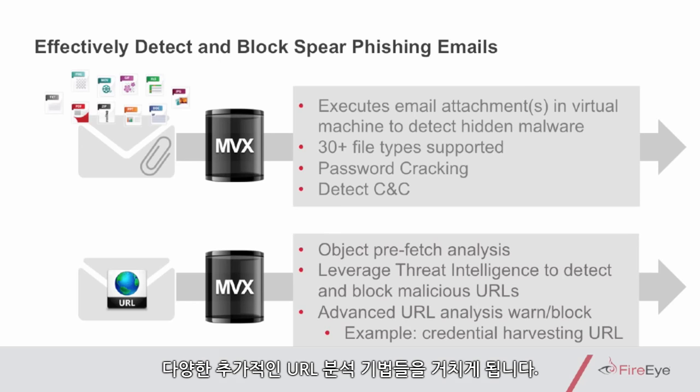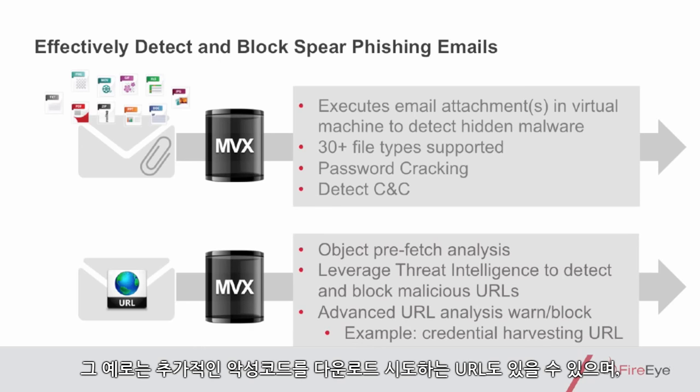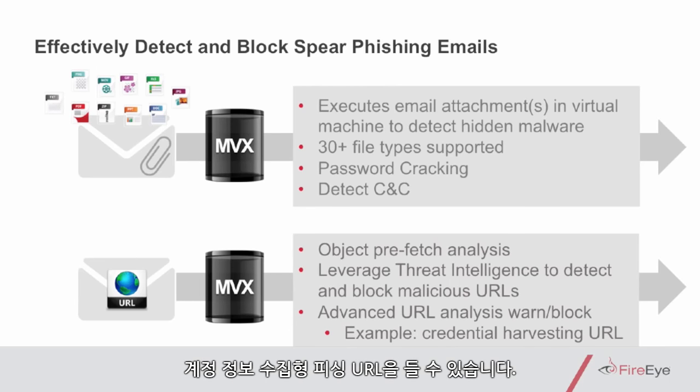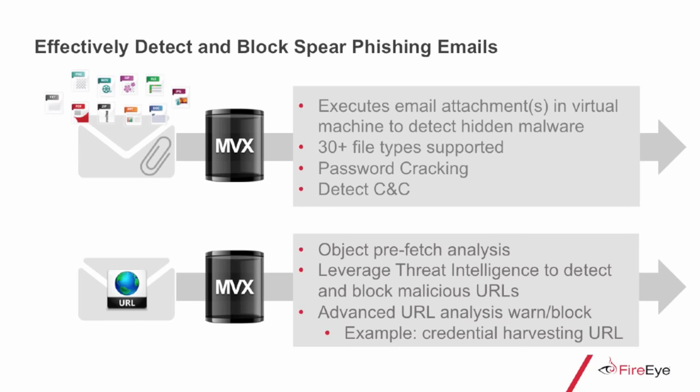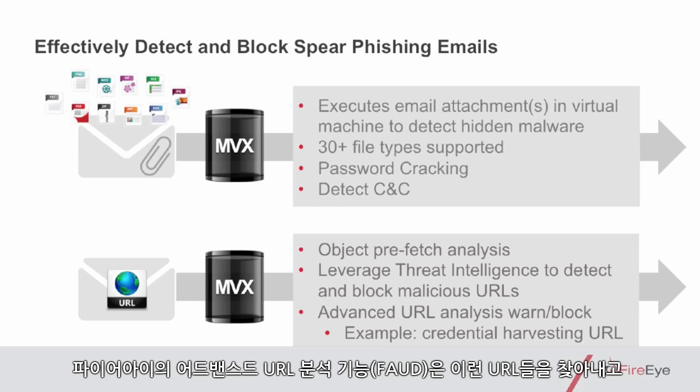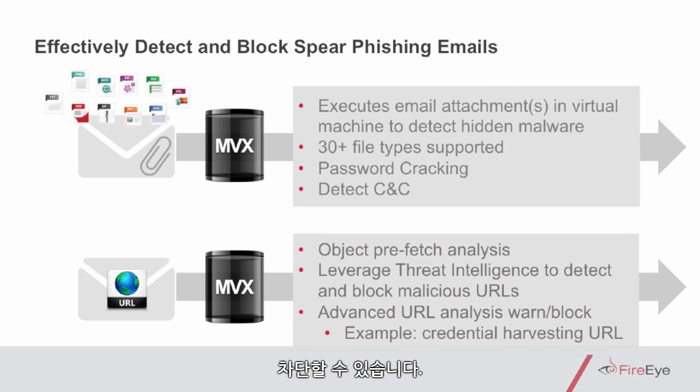the FireEye Intelligence Cloud. An example would be a URL which triggers a malicious download, or perhaps an even better example would be that credential harvesting URL that is designed to trick a user into entering their network credentials into a third-party site. FireEye's advanced URL analysis will be able to identify and block such URLs.